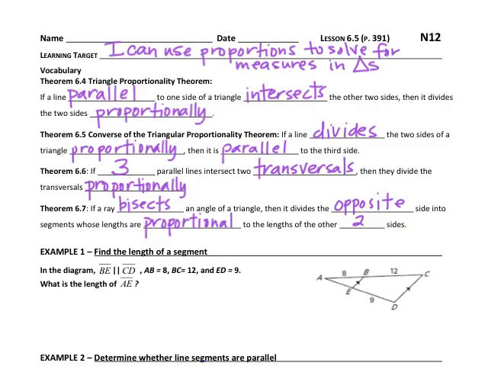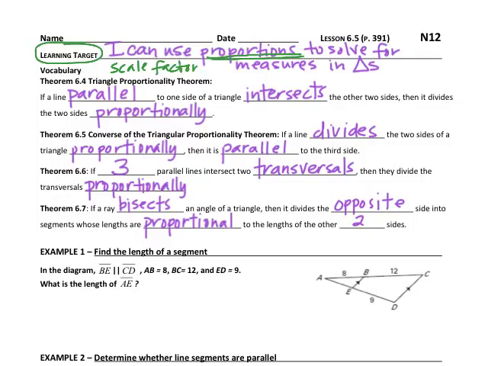This is the video for lesson 6.5, and the learning target for this lesson is: I can use proportions to solve for measures in triangles. So again, we're going to continue with the idea of proportions as we did in 6.3 and 6.4, and I just want to remind you that the word proportion really means that we're looking for a scale factor.